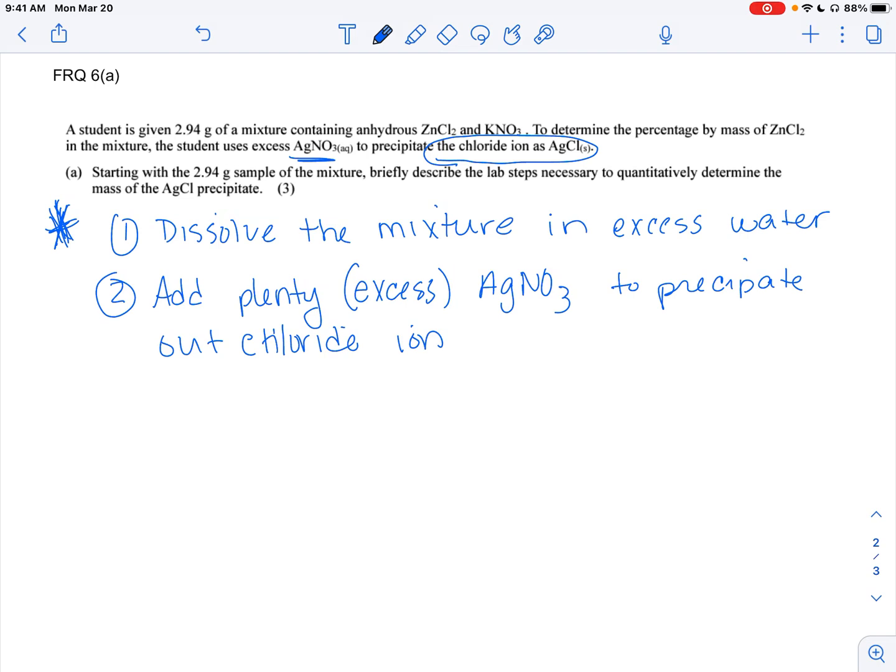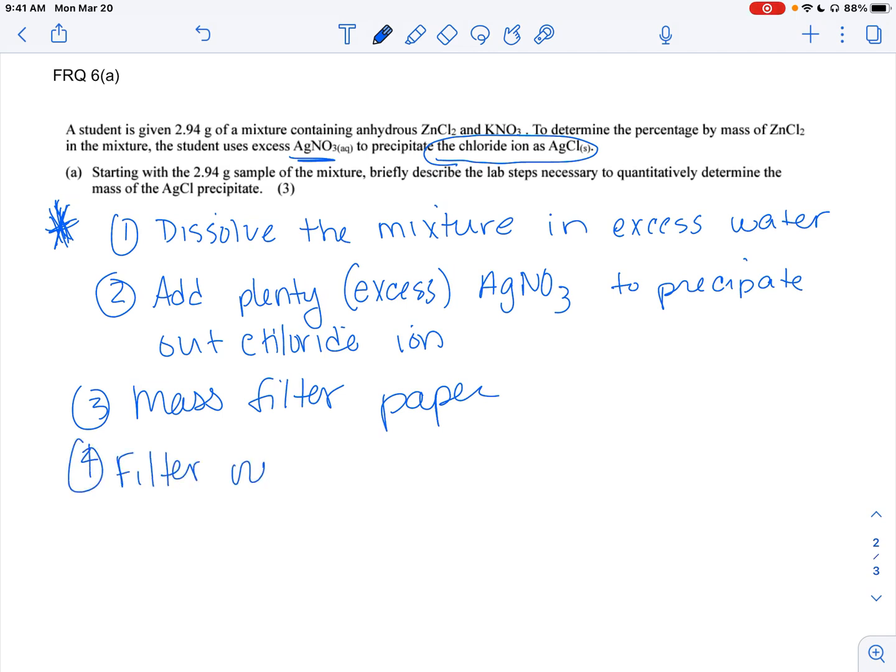Okay, then you're going to have a solution that's going to have AgCl, which you know is insoluble. Next thing you're going to do is filter it out. Here's another important thing. Mass the filter paper, because you're going to need to subtract it at the end because your sample is going to be on the filter paper. Okay, and then I'm just going to say something like filter out the AgCl, right?